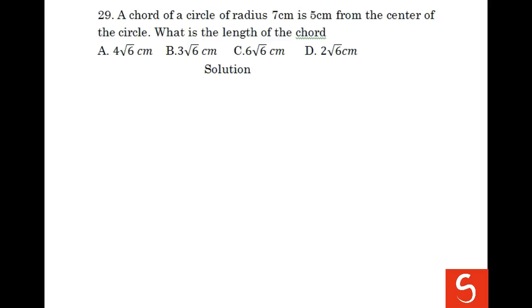This is question number 29 for paper type D. A chord of a circle of radius 7 cm is 5 cm from the center of the circle. What is the length of the chord?